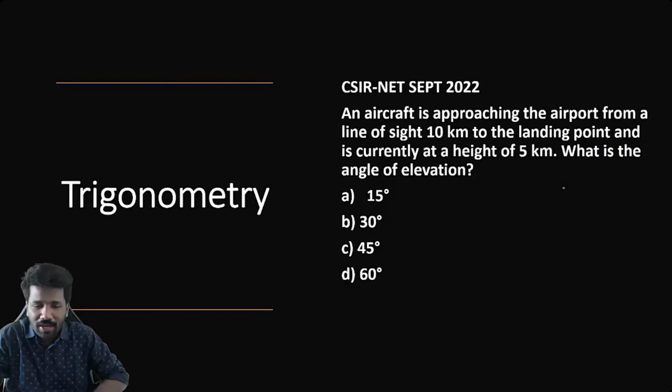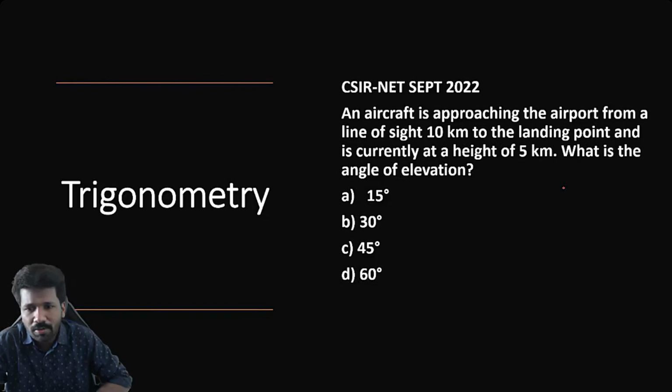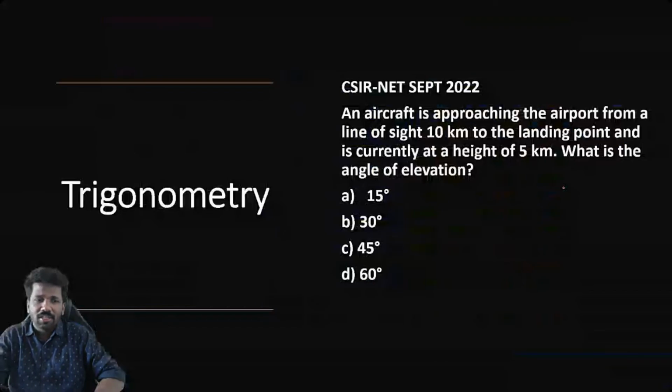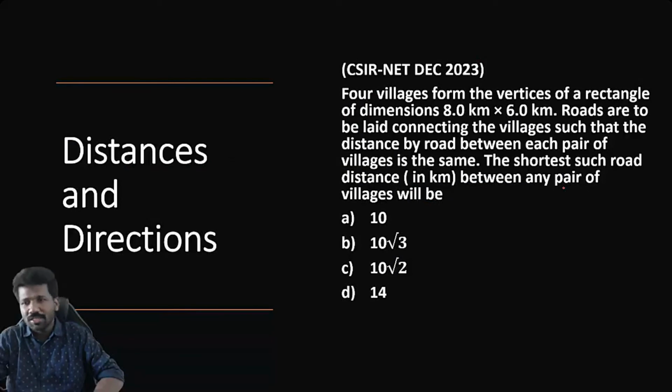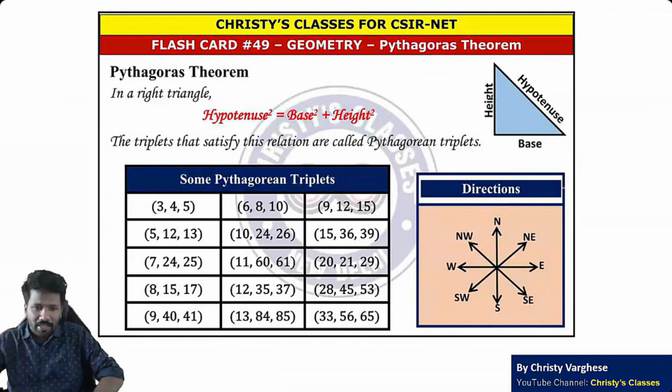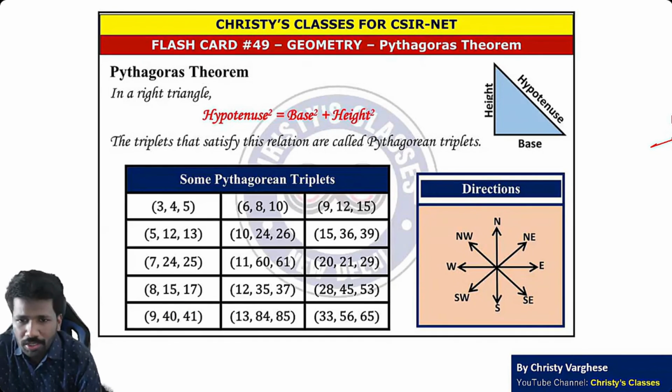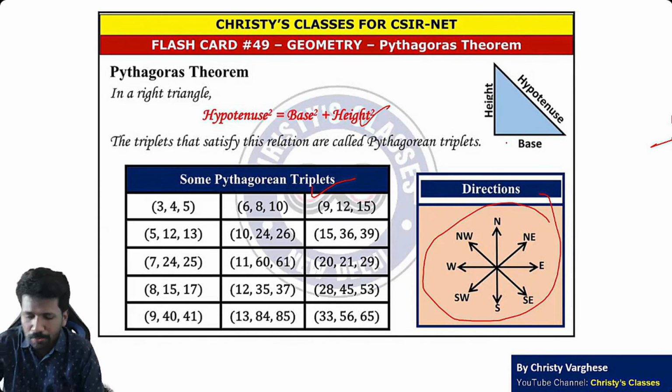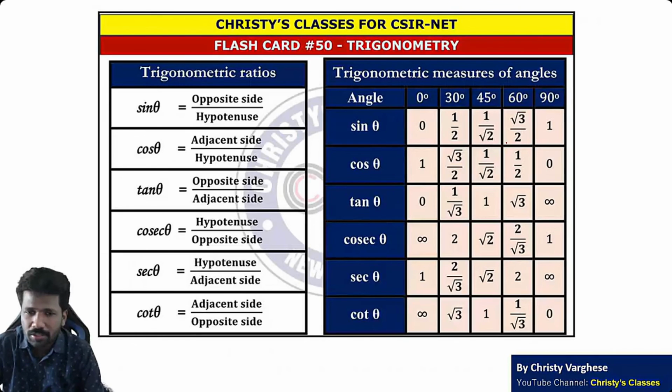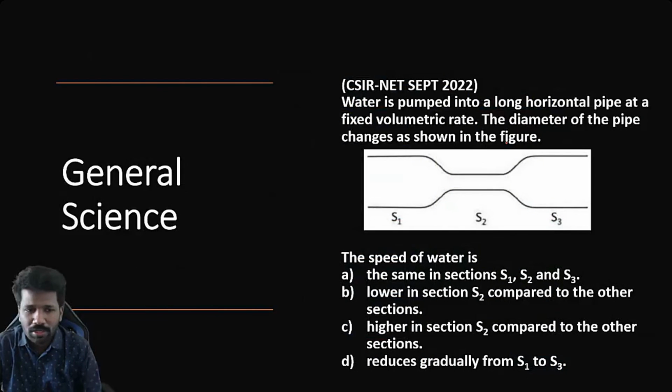Mensuration. Next is trigonometry. The number of questions asked is very small, but trigonometry is also important, because in some other chapters trigonometry is important, especially the distance and direction chapter. In the distance and direction chapter, the Pythagoras theorem is important, Pythagorean triplets are important, 8 directions are important, and trigonometry is also important. So if you know these, you can do questions from distance and direction also.